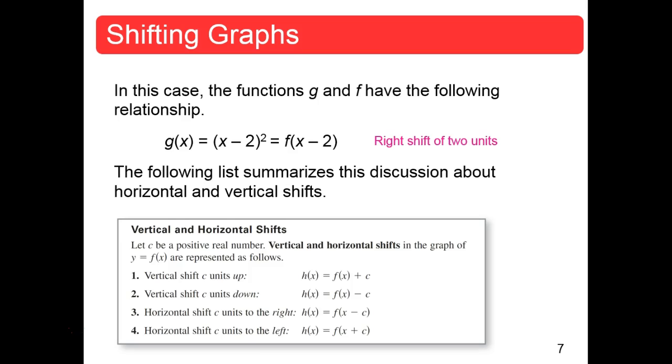If you're taking that parent function f of x, whatever it is, and you vertical shift C units up, what would you do? h of x would be f of x plus C. Exactly. And if you're shifting down, f of x minus C. If you're shifting to the right, it would be f of x minus C. You're absolutely right. And if you're shifting to the left, it would be f of x plus C.